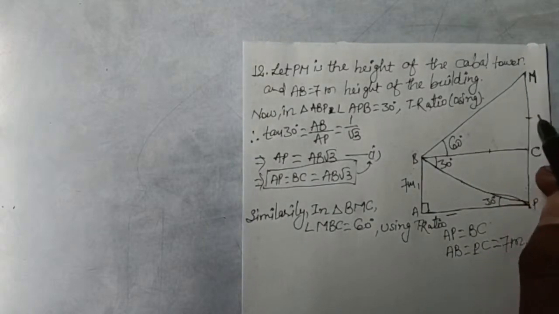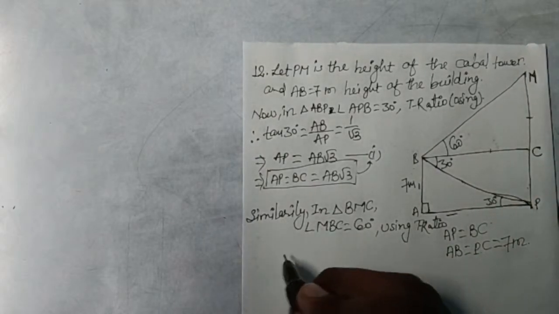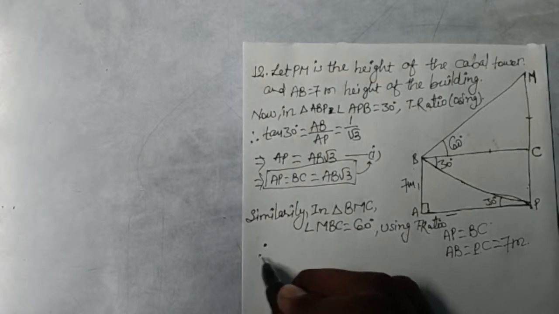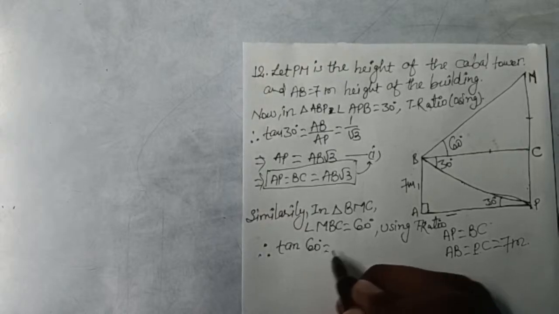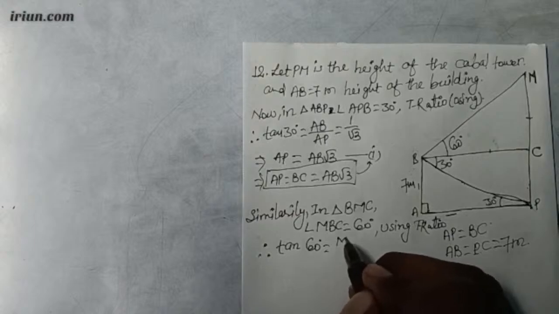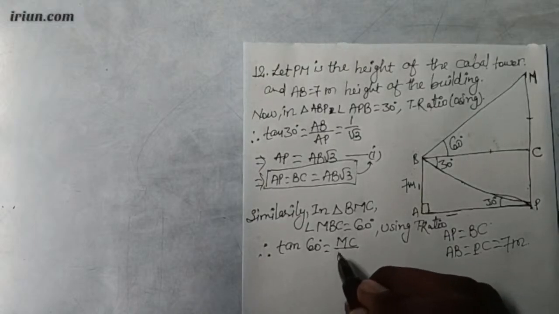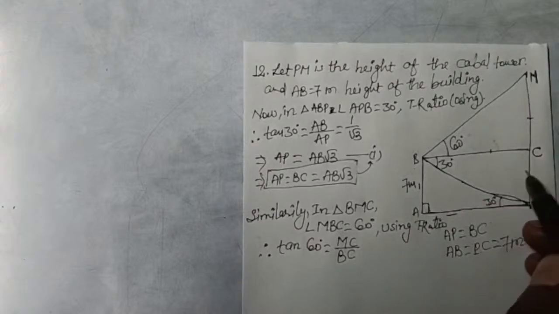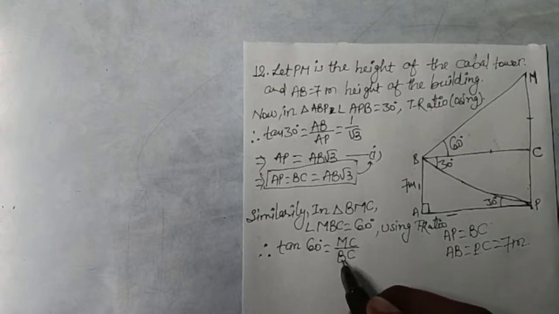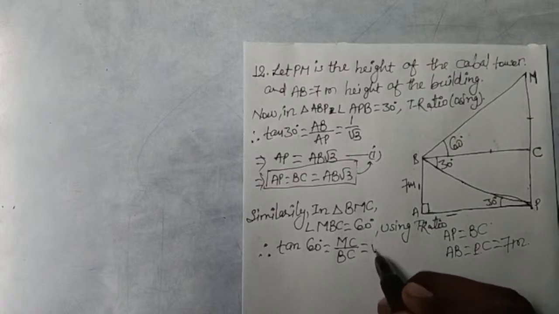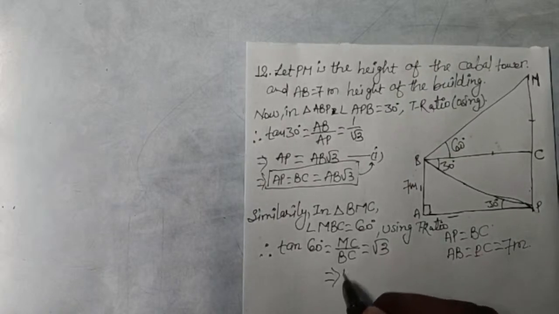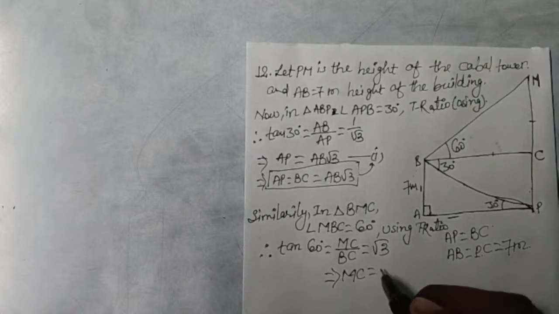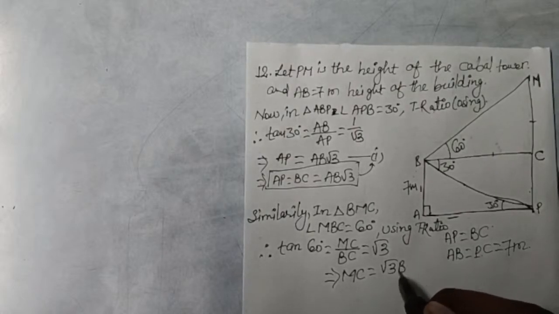This is base and this is height, therefore it will become tan 60, because tan is p by b, tan 60 degree, that is p by b. P is what? P is MC and B is BC. Okay, MC and BC, that is perpendicular height and base. Tan 60 is what? Root 3. Therefore MC equals 3 root BC.